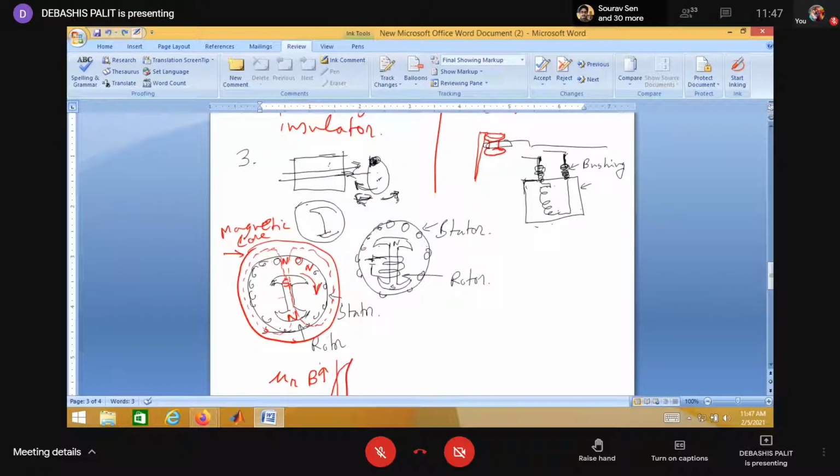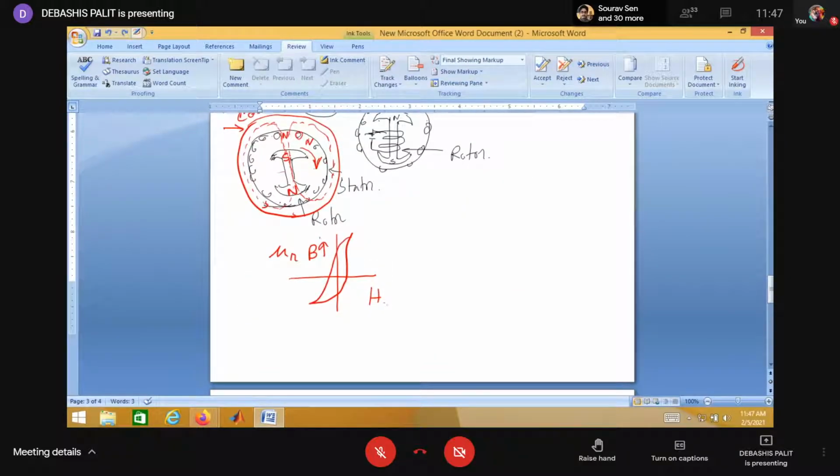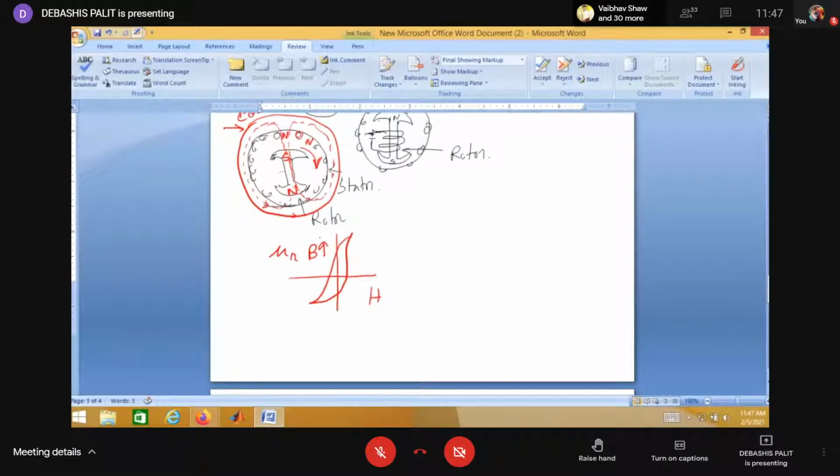So, explaining this BH curve, where intensity is varying. If you vary this intensity, intensity is actually H equals Ni by L, or H is proportional to Ni by L. So when current is varying, the field intensity is varying. So it is varying just like this portion. Then when you decrease the current, it does not follow the same path. So that is the residual flux linkage. So then, like this, residual flux linkage is there.